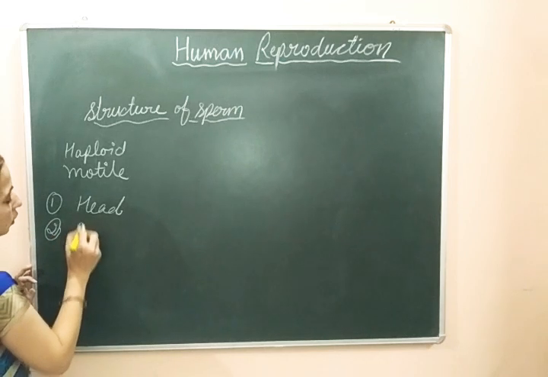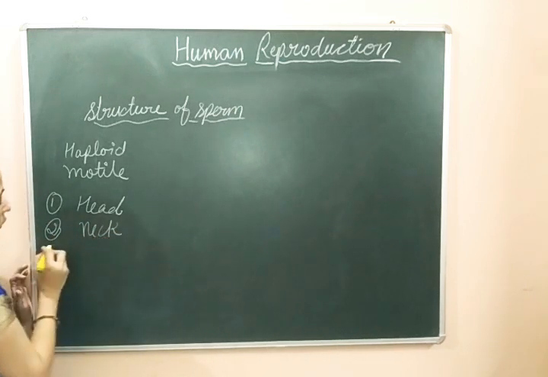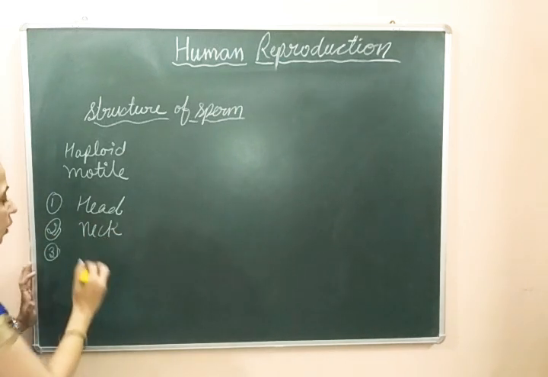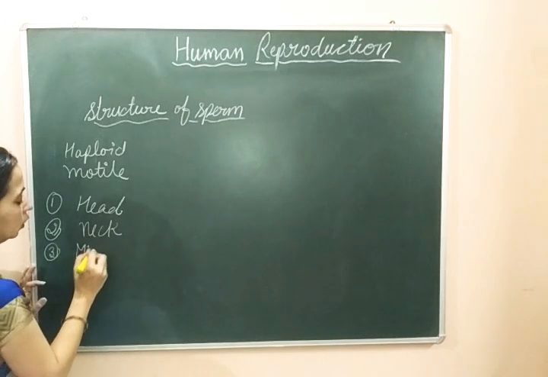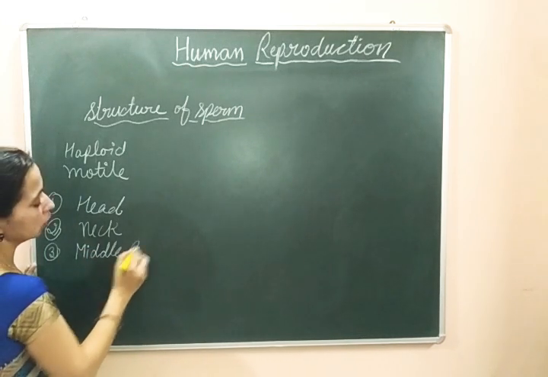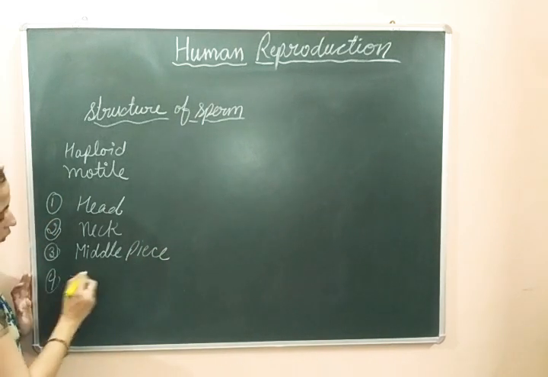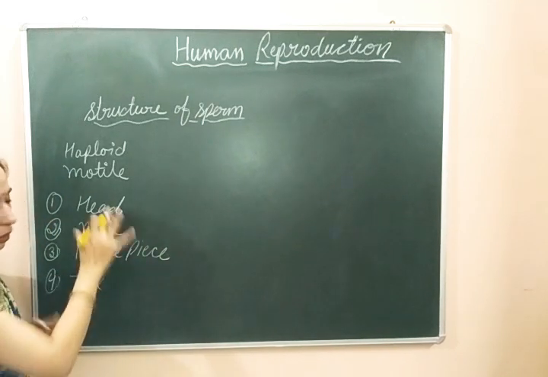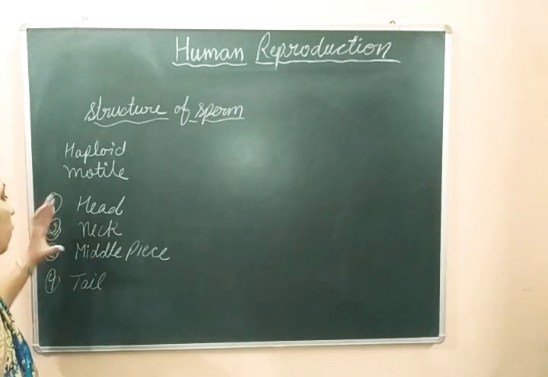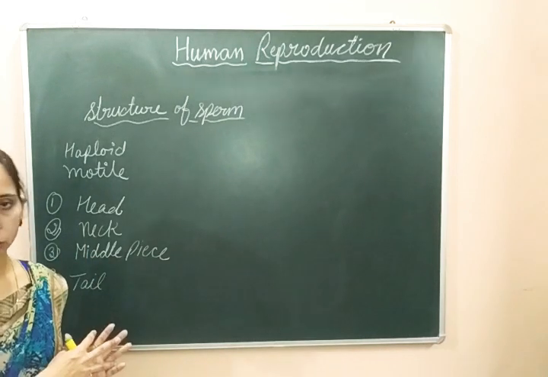Second part is the neck part. And the third part in which we can divide the sperm is its middle piece. And the last part of the sperm is known as tail. So these are the parts into which we can divide the structure of the sperm.